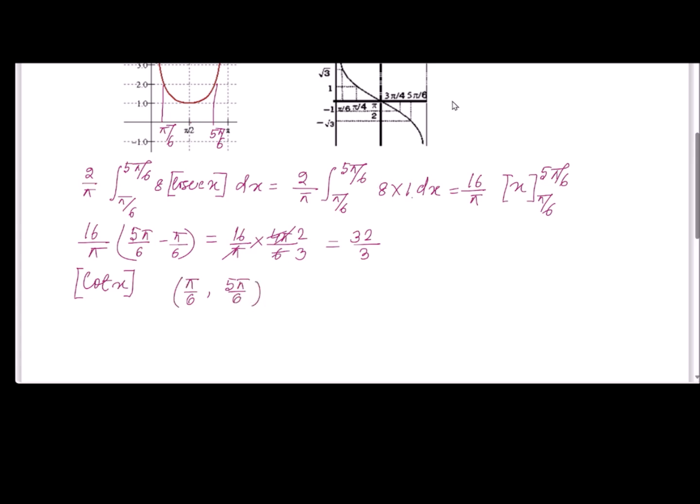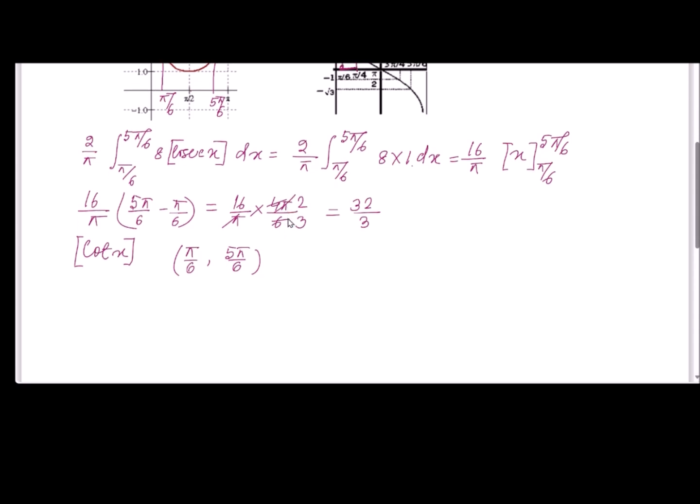Here this graph, please observe this graph. At pi by 6 the value is root 3. At pi by 4 the value is 1. So within this limit it is changing from root 3 to 1. So we'll take the minimum value, we'll take 1. So first interval is your pi by 6 to 5 pi by 6 cot x, greatest integer function.